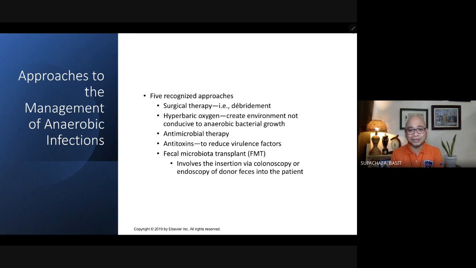This one is part of your online discussion assignment. It involves the insertion, via colonoscopy or endoscopy, of donor feces into the patient. So if we have a blood bank, we also have a stool bank. Okay, so this ends part 2 of anaerobic bacteria.